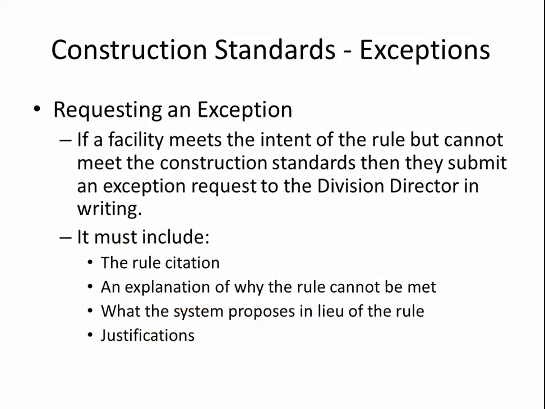So let's talk about exceptions for a minute. If you have a facility that meets the intent of the rule, but it can't possibly meet the construction standards, then you submit a request for an exception to the Division of Drinking Water. This needs to include: you have to cite the rule, explain why the rule can't be met, what you propose in place of the rule, and your justification for doing this. So you submit that to the Division of Drinking Water, and then you get correspondence back saying, yes, this is approved, or no, it's not, as an exception to the rule.